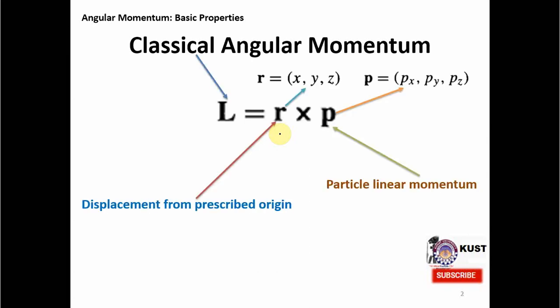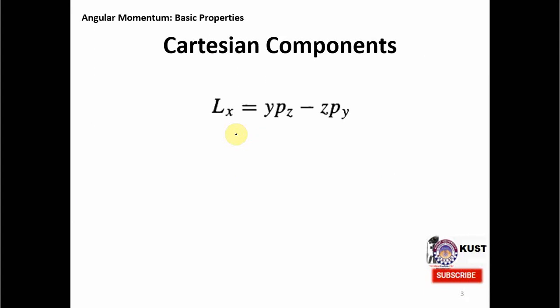From the equation L equal to r cross p, what you can do first is to write it in determinantal form, that is, a matrix form, and then calculate all three components of the angular momentum. For the x component of the angular momentum, you will find that Lx is equal to ypz minus zpy. This is a simple calculation.